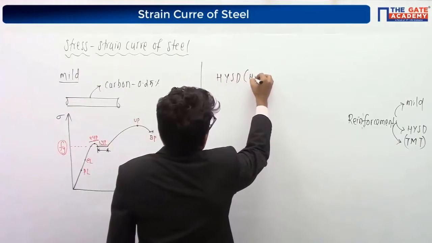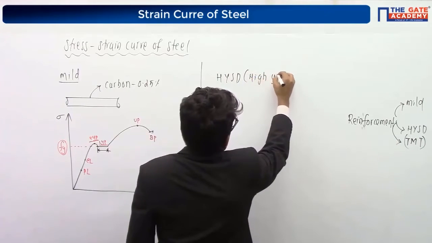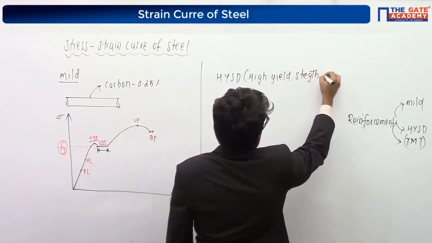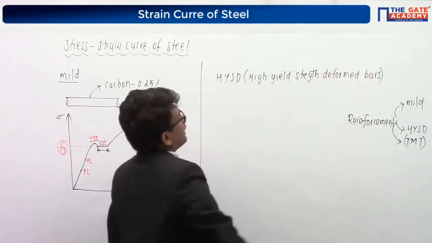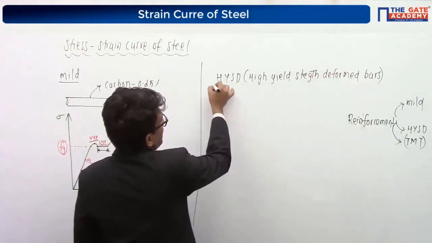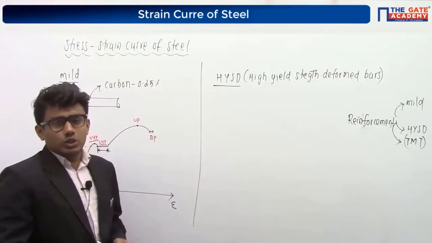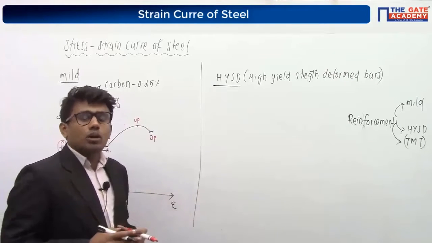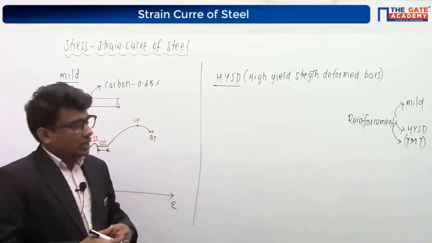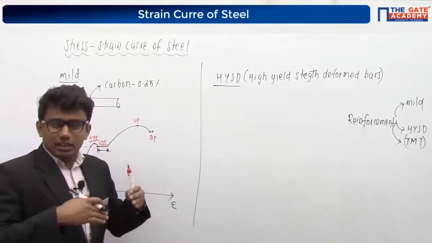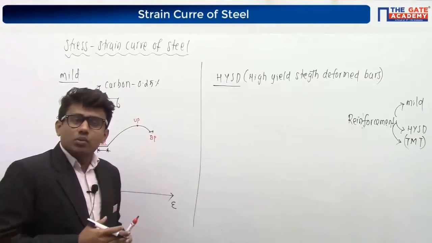Or we can say high yield strength bars. High yield strength deformed bars. That is HYSD bars. For HYSD bars, the carbon content will be more, hence the strength of the reinforcement will be more and ductility will be less.